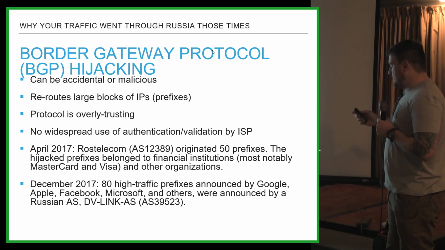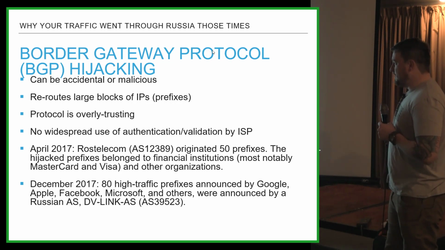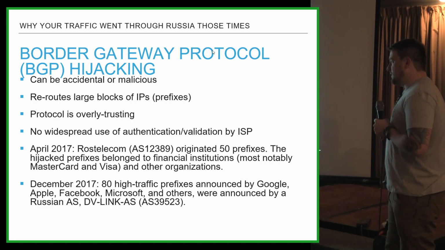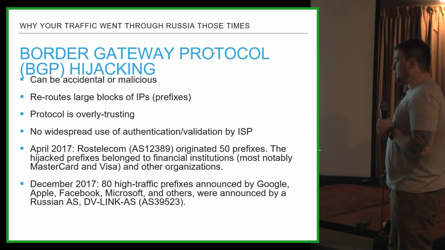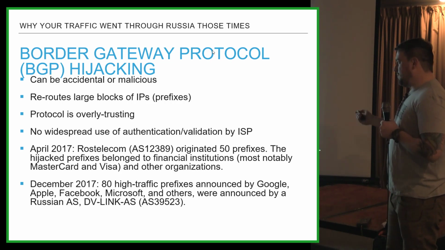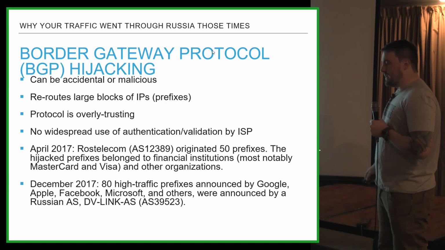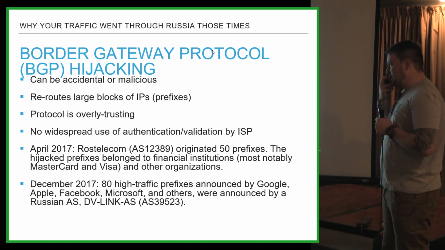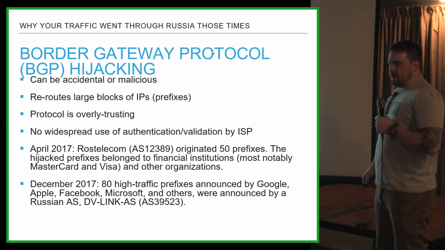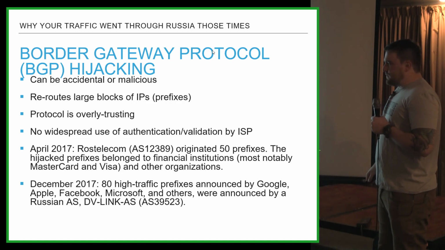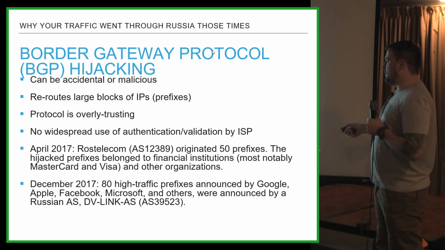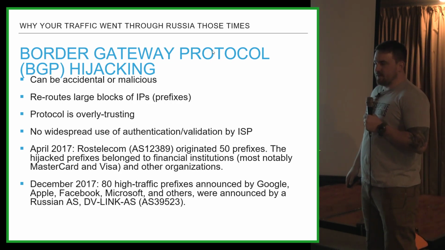So April 2017, Rostelecom, which is a large Russian ISP, either accidentally or intentionally started originating 50 prefixes that belong to MasterCard and Visa. I think this attack or accident lasted for like 30 minutes or something. But it's reasonable to assume that for 30 minutes, most of the world's Visa and MasterCard traffic was going through Russia.